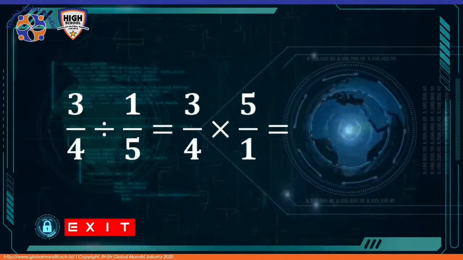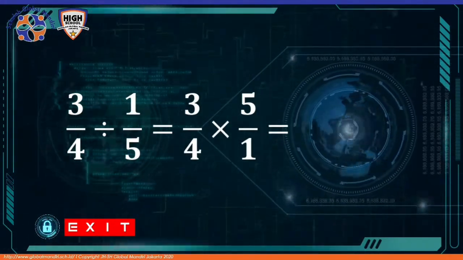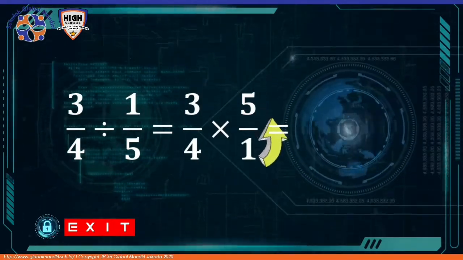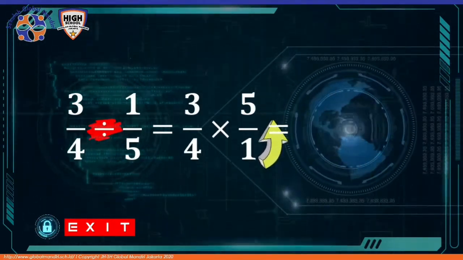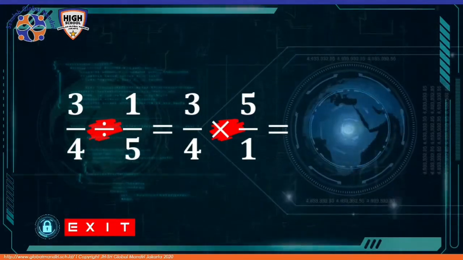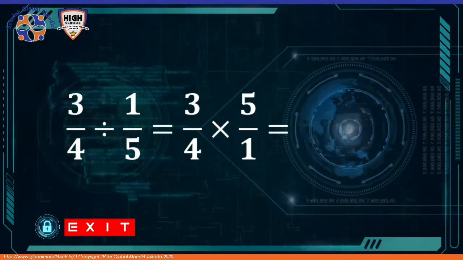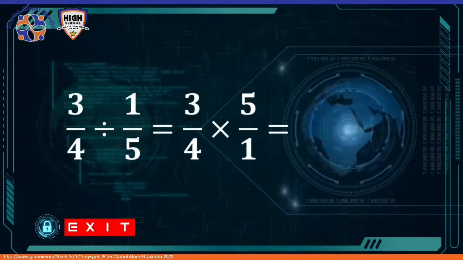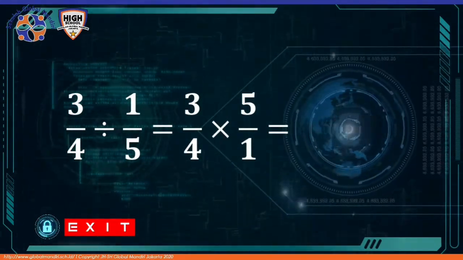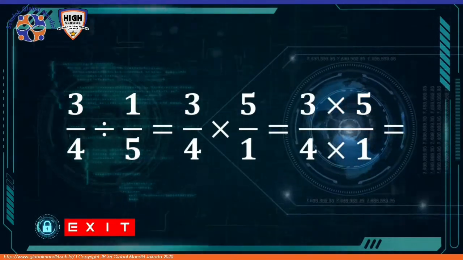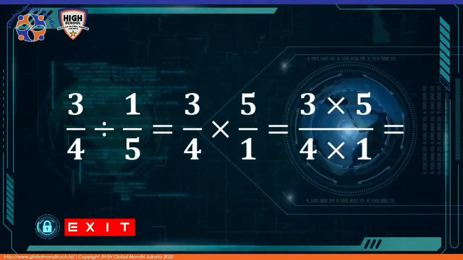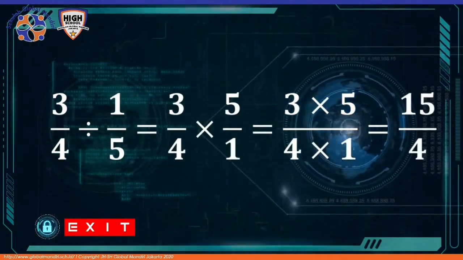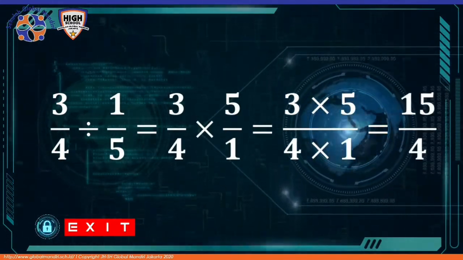over 1. As you can see, we reverse the position of 5 and 1. And also we change the division sign into the multiplication sign. So now we have 3 over 4 times 5 over 1. Now we just do the basic multiplication that we have learned before. So we have 3 times 5 over 4 times 1. Now we have 15 over 4. This is the final answer.